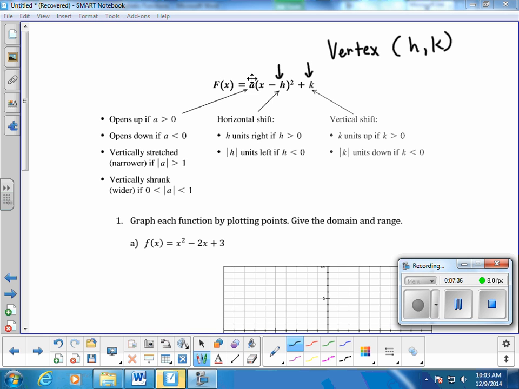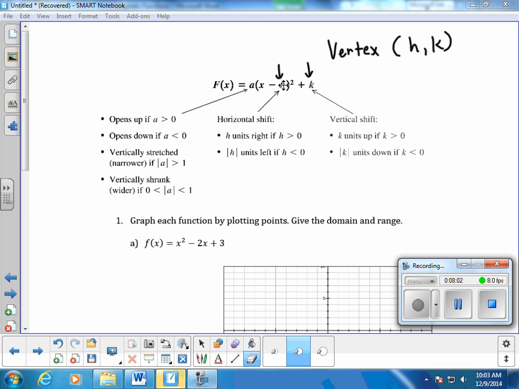And this a value, whatever this a value is, all it means is if it's positive, it's going to be a parabola that opens up. Okay? If this a value is some negative number, it just means it's going to be a parabola that opens down. So basically, the sign of this, whether it's positive or negative, tells us if it opens up or down.